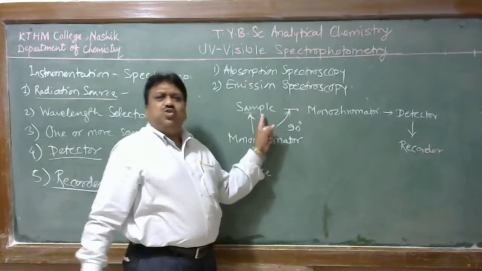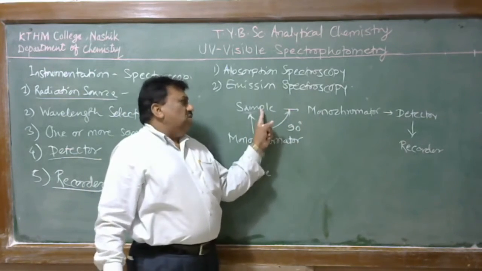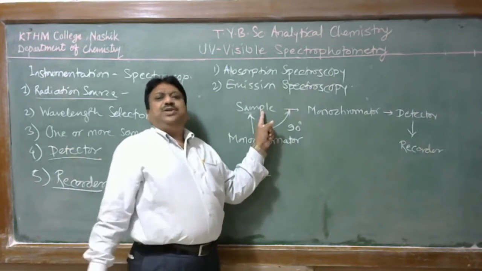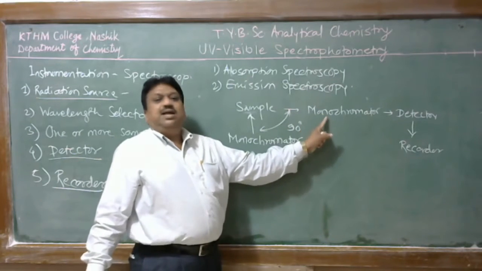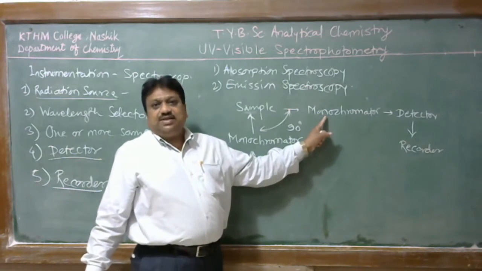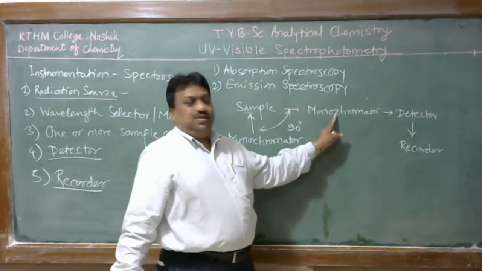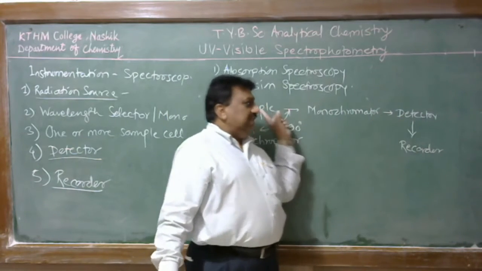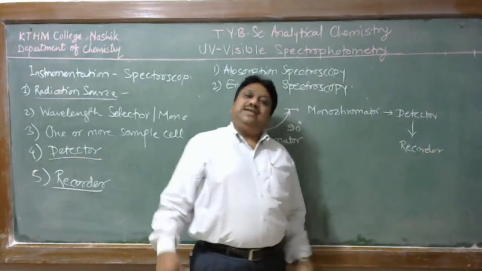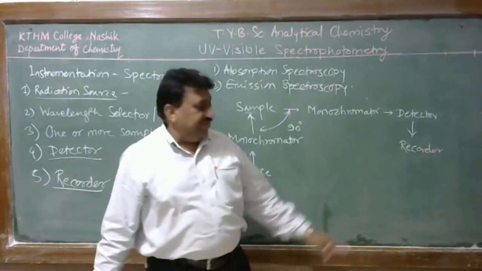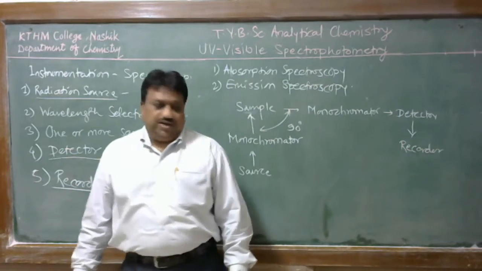The emission shown by the sample is measured at 90 degrees, and in order to select a particular emission line or emission intensity, another monochromator is required. This monochromator passes only the radiation emitted by the sample to the detector, where it is converted into electrical energy, and that electrical energy is given to the recorder.